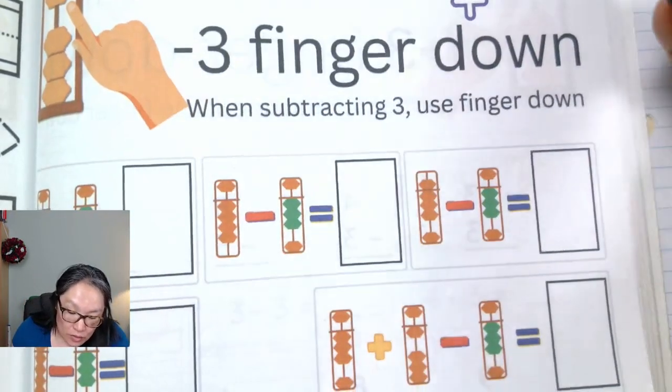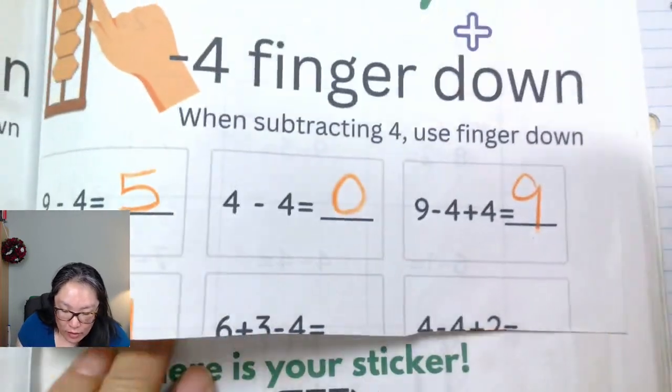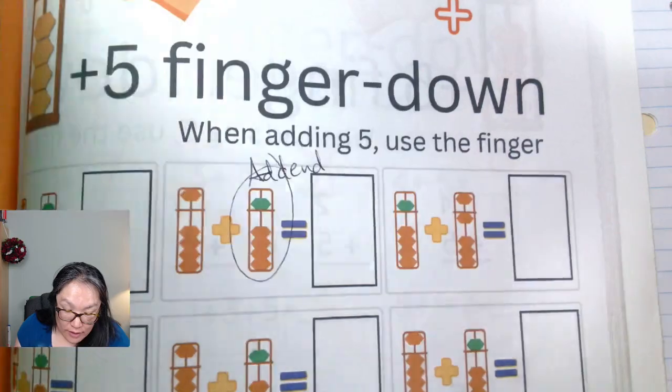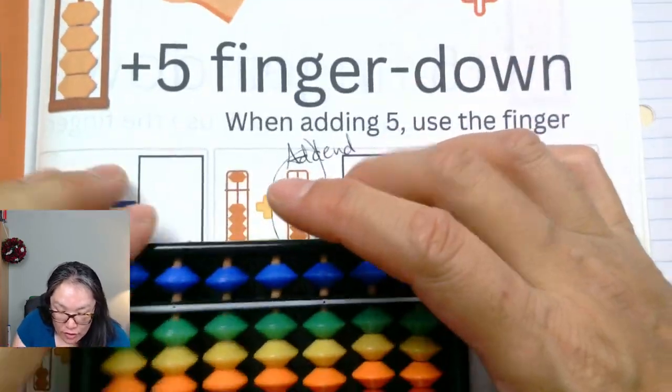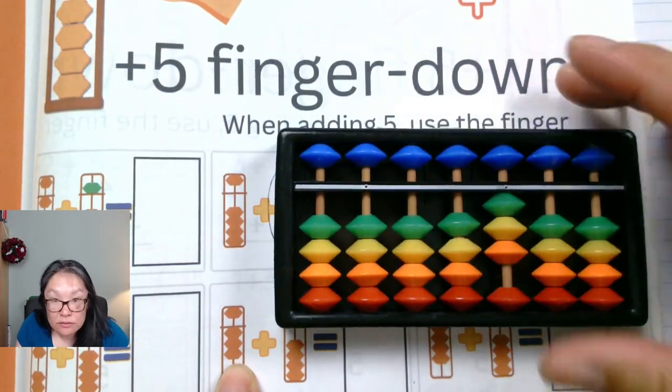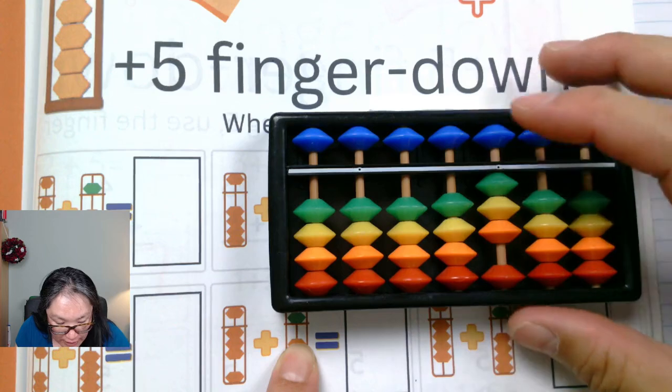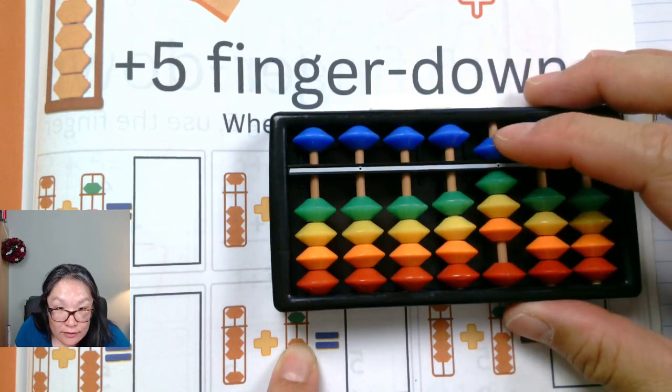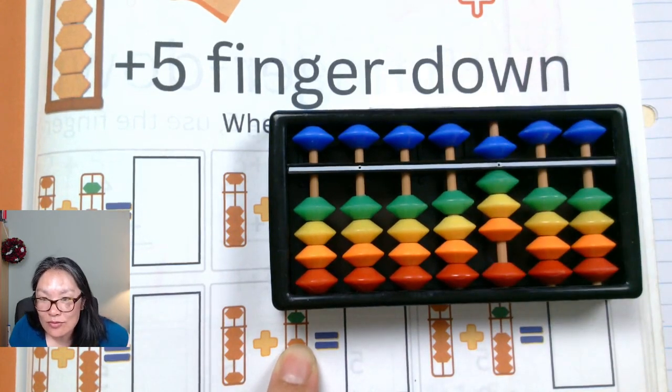So, we minus the 4. A 4 doesn't have a lot. And then we do 5. Notice when I do 5, I want to add the 5. Add the 5.